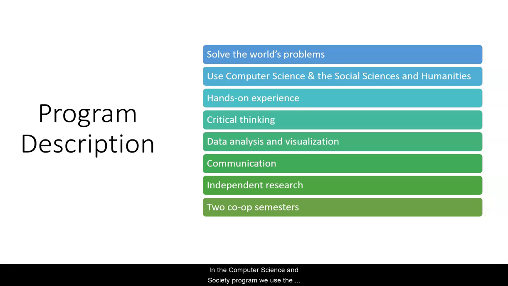In the Computer Science and Society program, we use the tools of computer science and the frameworks from the social sciences and humanities to solve the world's problems. Through this program of study, you will get hands-on experience, lots of practice with critical thinking, and experience with both data analysis and data visualization. You will also develop your communication skills, both written and verbal. You will participate in multiple independent research projects, and, as with all majors here at the Institute, you will complete 2 full-time semesters of employment through our signature co-op program.